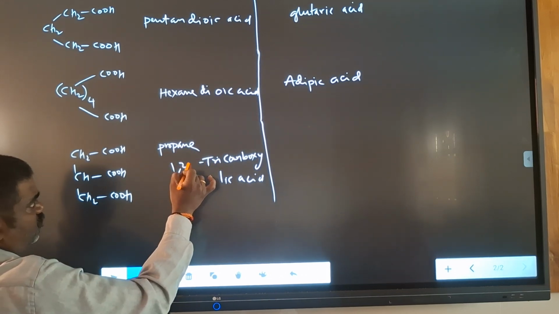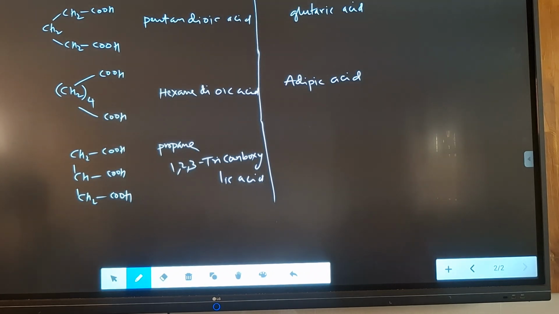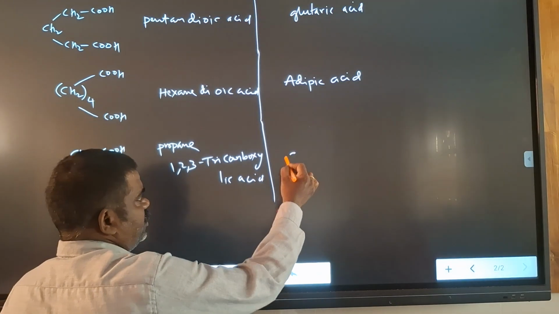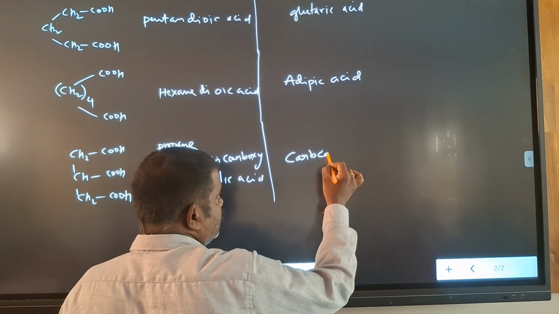Propane 1,2,3 tricarboxylic acid, and it is known as carballylic acid. The common name is different.